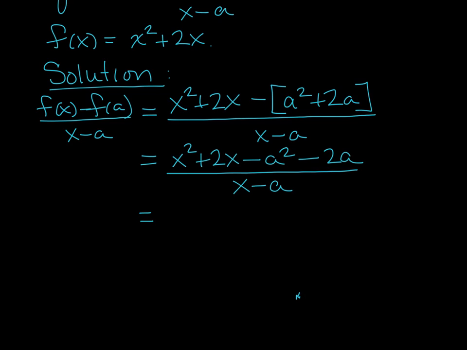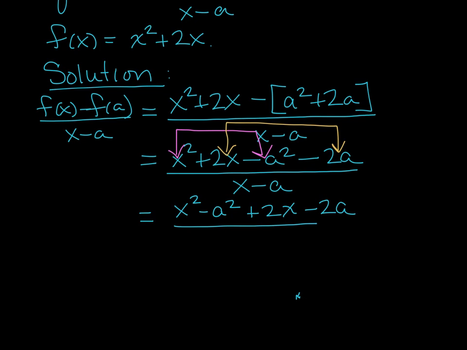And so we'll do this by grouping the x squared and the minus a squared term together, and then we're also going to group the 2x and the minus 2a term together. So again, we're going to group these two terms, and we're going to go ahead and group these terms here. Doing so, we have x squared minus a squared plus 2x minus 2a all divided by x minus a.